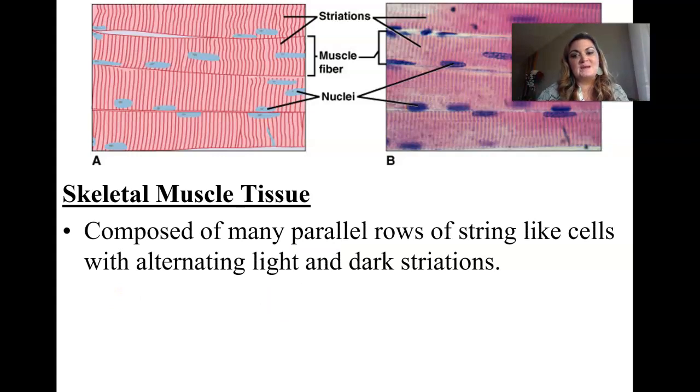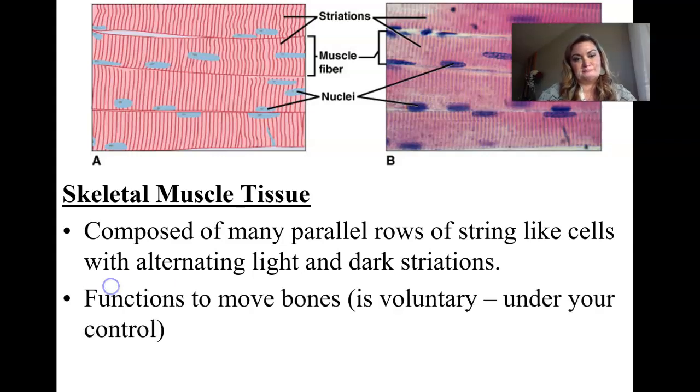So composed of many parallel rows of string-like cells with alternating light and dark striations. Think of striations and striped. Its function is to move bones. So it is voluntary. You do need to know that. It is under your control, so you can get up and move around anytime you want to.